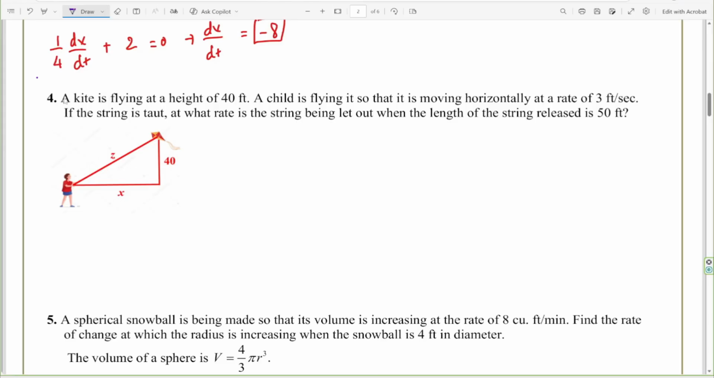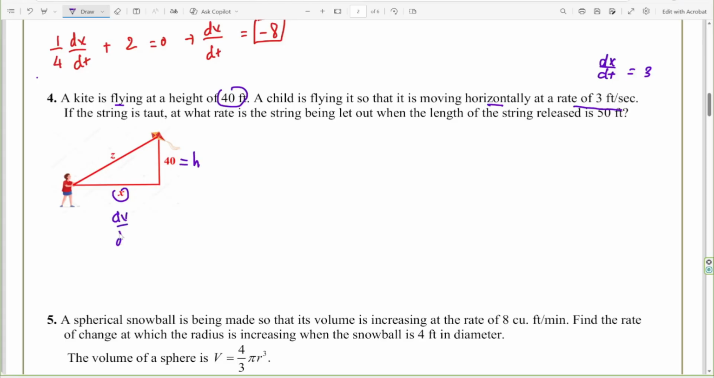Now let's move on to example number 4. A kite is flying at a height of 40 feet, right? So this one is the height, 40 feet right here. A child is flying it so that it's moving horizontally at a rate of 3 feet per second. Horizontally is right here, right? And this one should be dx/dt equals 3, right?